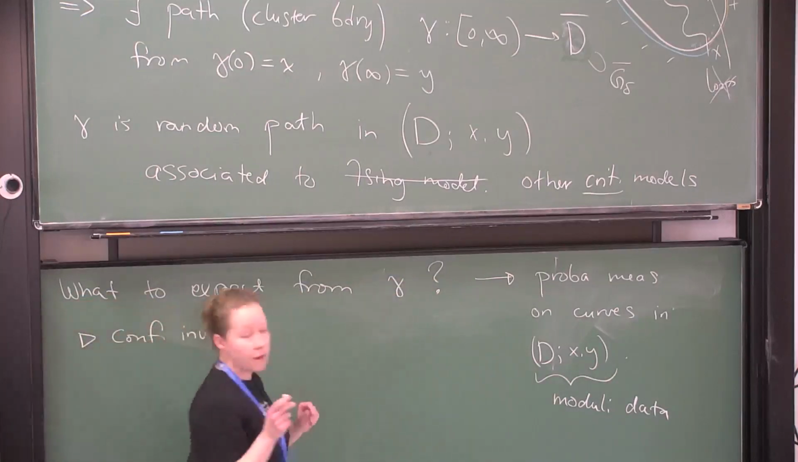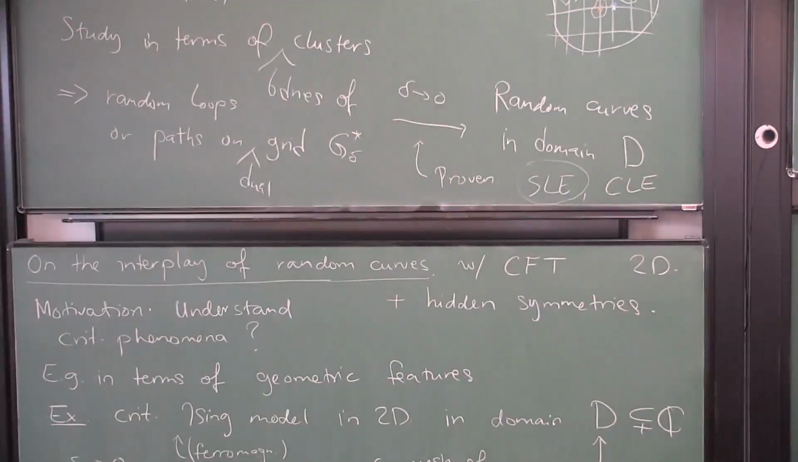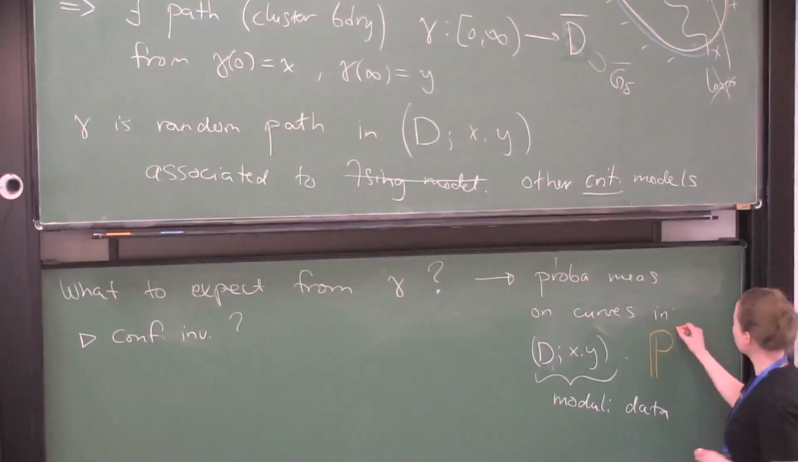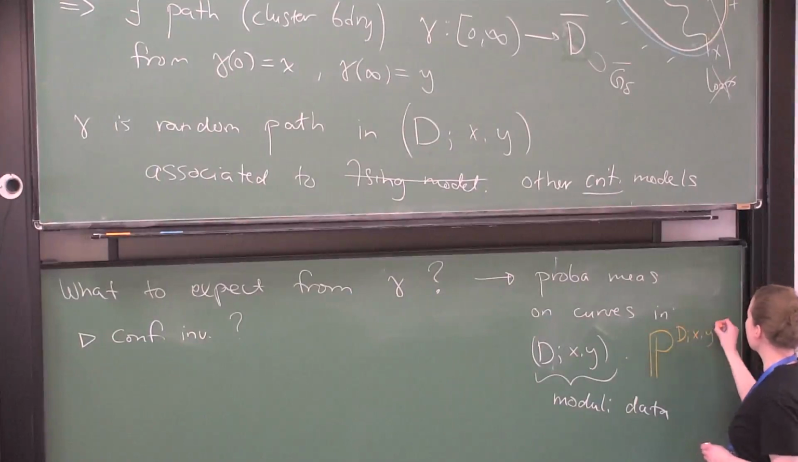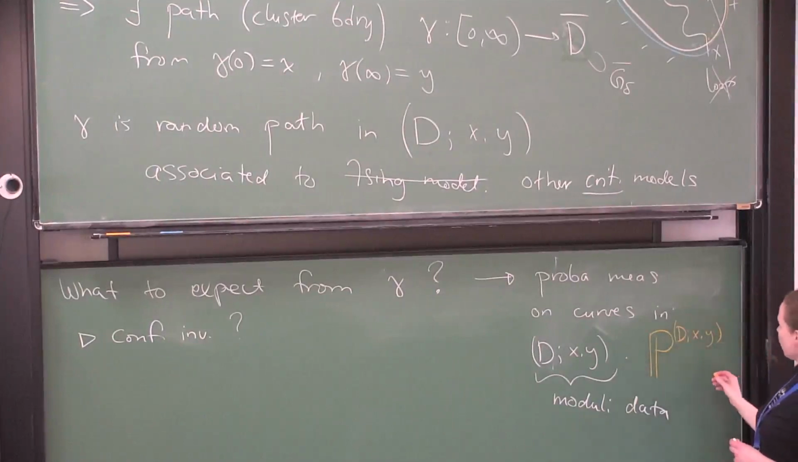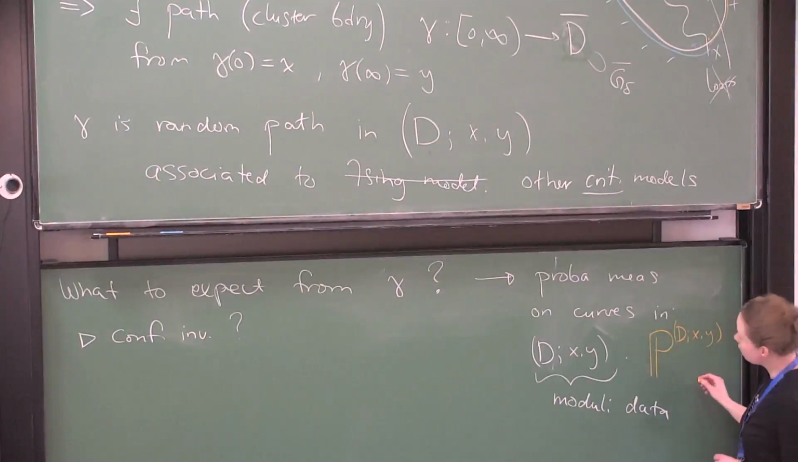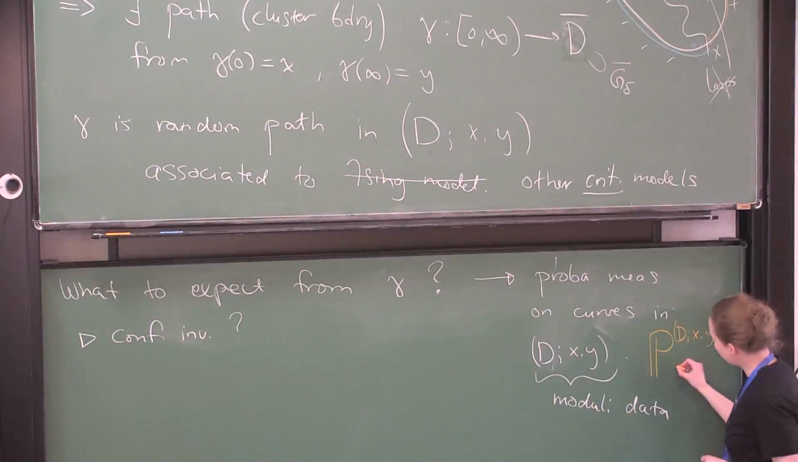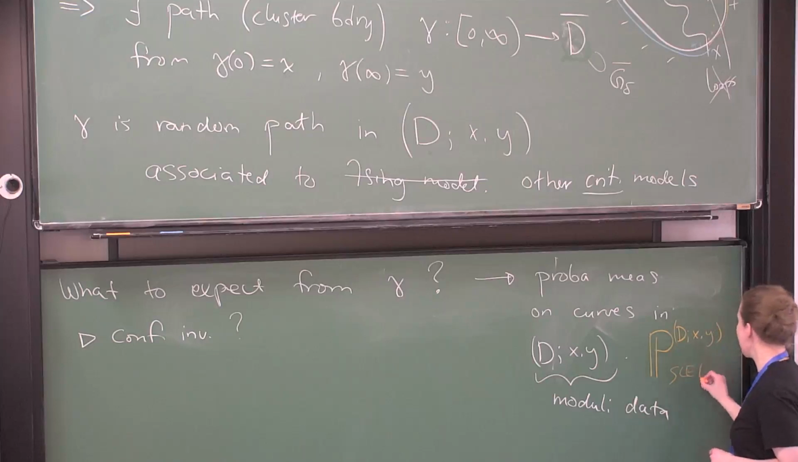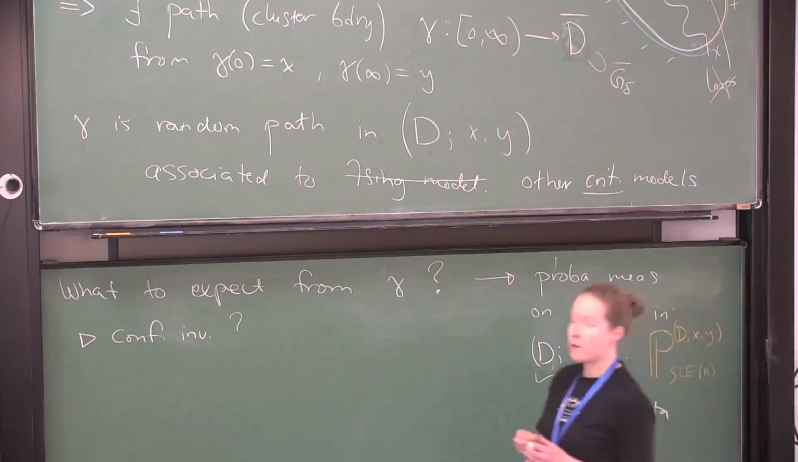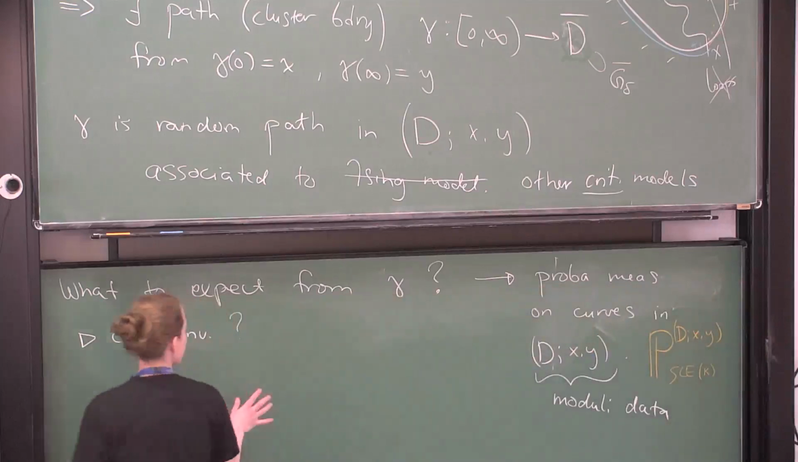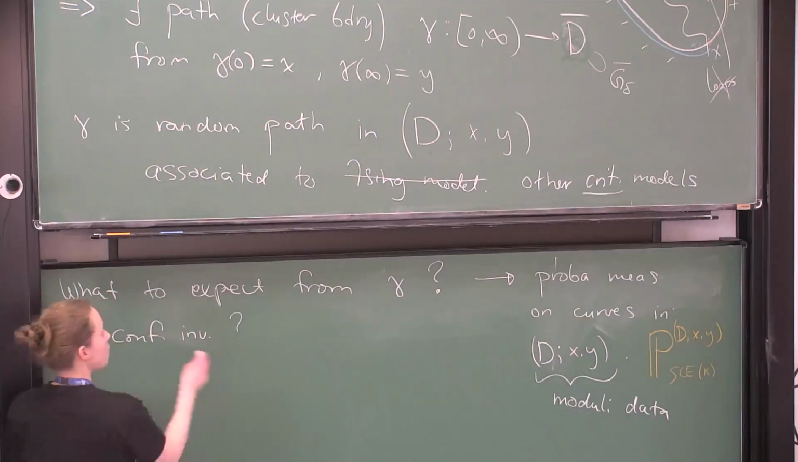So maybe I should give it a name. I don't know if all these colors are visible. So P, like probability measure. It's a bit ugly, but I want to keep track of the moduli data. Actually, I'm going to maybe call it SLE kappa. And you don't know yet what this is if you haven't heard of this before. So bear with me.